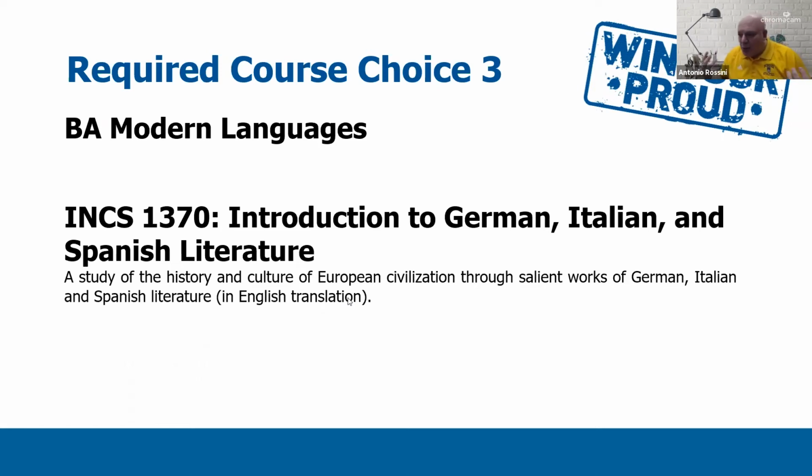So any literary work written in German, in Italian, or in Spanish, we created this course, which is called INCS 1370. And this is some sort of an historical anthology. In fact, it's called Introduction to German, Italian, and Spanish Literature, but it is almost an anthology that gives you an historical bird's eye view of how these literatures developed. So it is mostly an anthological course, and it's kind of interesting to take because it would be useful also if applied to other literatures.